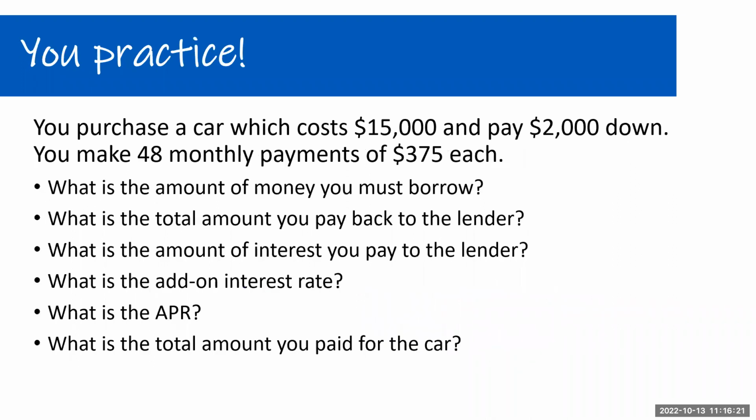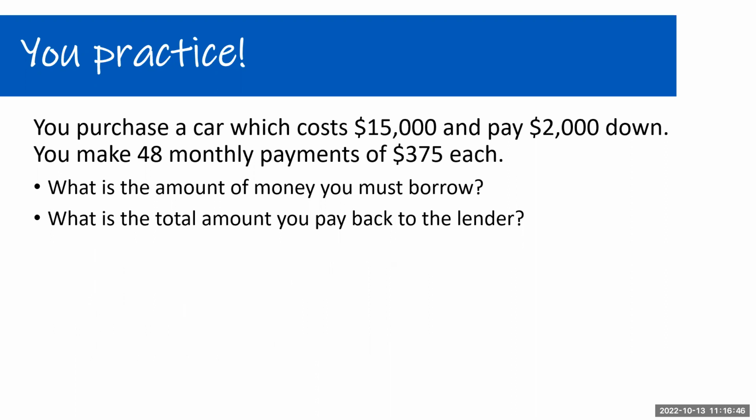Okay, this is a great place to pause, certainly pause actually, and work this example. It's just like what we did before. I'm going to walk through it in the slides, but please pause because you're going to see one like this on your test. Okay, you purchase a car that costs $15,000 and you put $2,000 down. You're going to make 48 monthly payments of $375 each. Let's walk through this. I'm going to break it apart in different slides.